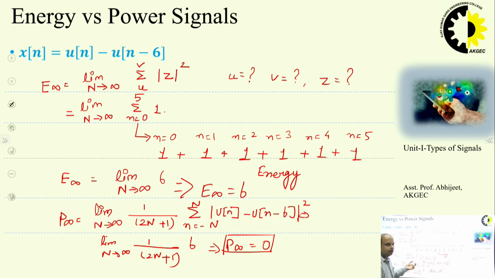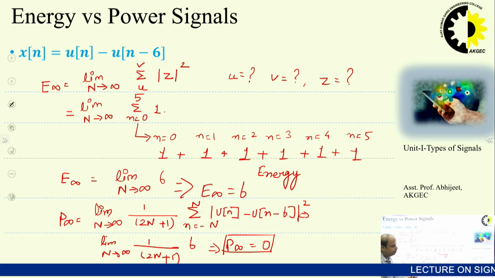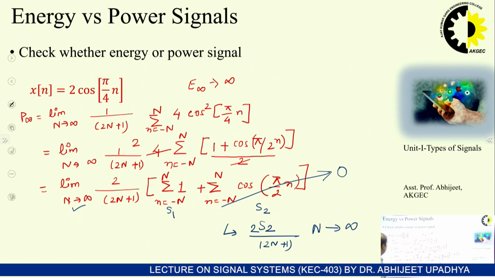Since 6 is a finite value, the signal has finite energy. The signal is an energy signal. Because it is a truncated signal, it was supposed to be an energy signal. If the signal is an energy signal, the power content of the signal is 0. By mathematical formulation, P infinity is the limit as n tends to infinity of 1 upon 2n plus 1 times what we evaluated, 6. So it is 6 by 2n plus 1, where n tends to infinity. Basically it is finite by infinity, which gives 0. So this truncated version of x[n] is an energy signal. I was using the statement that truncated signals are also energy signals, and this has been proved here.